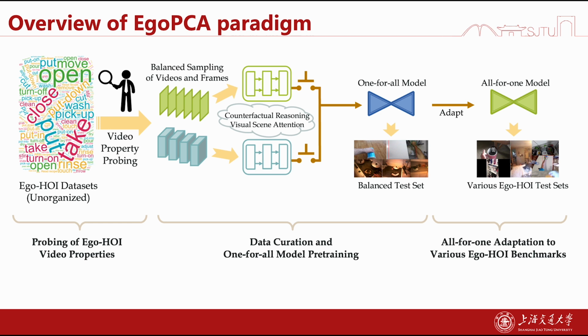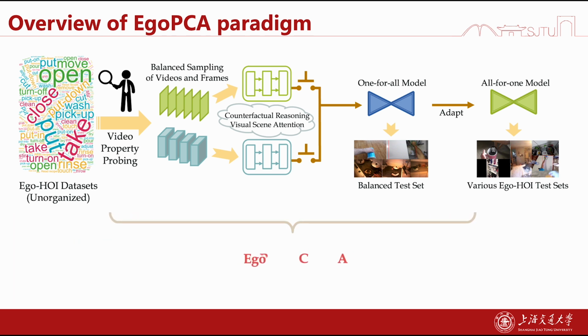To answer this question, we propose EgoPCA. We first thoroughly probe and analyze the properties of egocentric videos. We apply data curation to propose balanced pre-train and test sets for the EgoHOI task. We then propose a baseline model with dual networks and custom constraints for EgoHOI. We train the model on the balanced pre-train sets for all models and finally adapt the model to specific EgoHOI benchmarks. So, PCA stands for probing, curation, and adaptation.